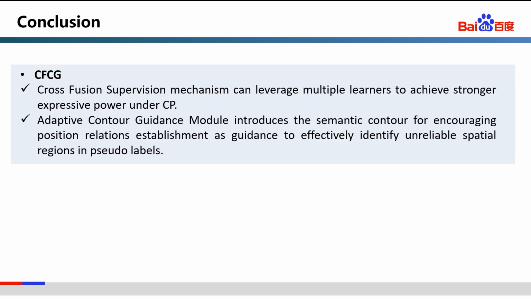In conclusion, we propose CFCG to tackle the semi-supervised semantic segmentation task. Concretely, the cross-fusion supervision mechanism can leverage multiple learners to achieve stronger expressive power. The adaptive contour guidance module introduces the semantic contour for encouraging position relations establishment as guidance to effectively identify unreliable spatial regions in pseudo-labels.